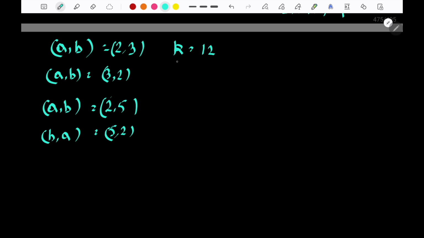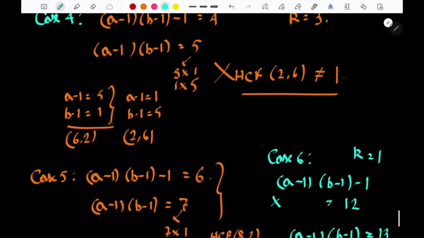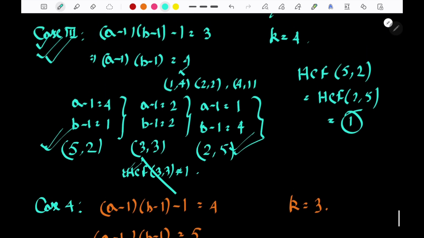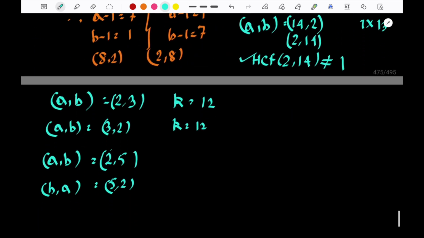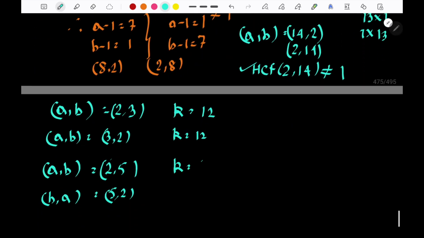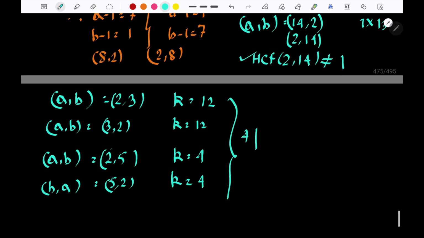So here it was k = 12, again there was k = 12. Okay, and now for this case, 2 comma 5 was in which case? 2 comma 5 was in k equal to 4. So k is equal to 4 in these two cases. Now if we know a comma b, there are only 4 possible pairs.